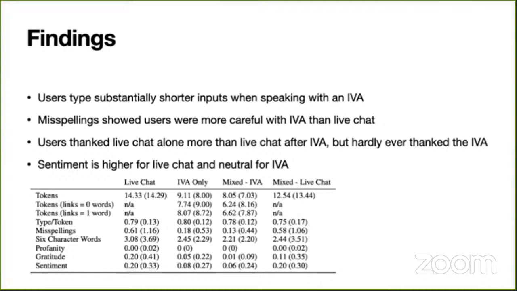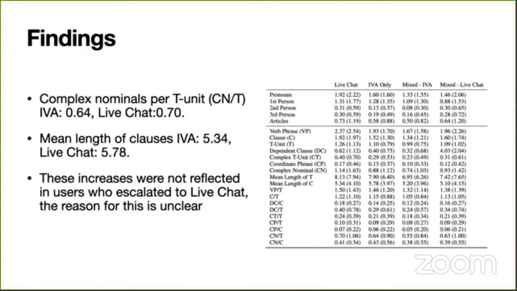One of the major concerns in implementing an IVA is the human impact in live chat centers. While we do see less gratitude offered to live chat agents, which is probably representative of the more difficult conversations, sentiment scores are not significantly impacted.